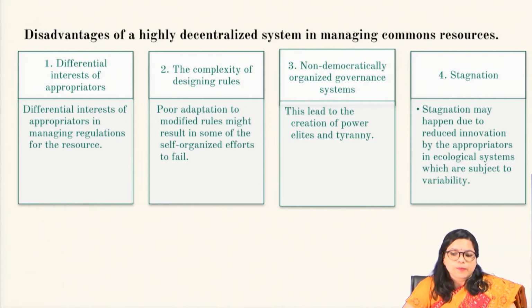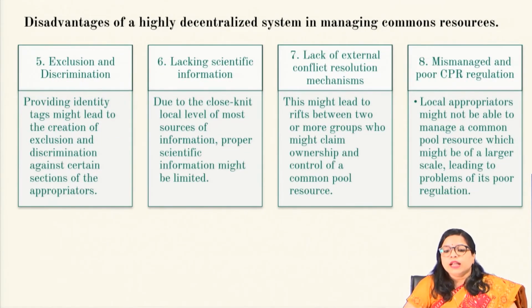Fourthly, stagnation may happen due to reduced innovation by the appropriators in the ecological system, which is subject to variability. The success of certain rules might lead the appropriators to simply stick to them and not try to improve their management system. Fifthly, providing identity tags for the purpose of increasing trust and conformity towards rules is an essential element. However, this might lead to the creation of exclusion and discrimination against certain sections of the appropriators.